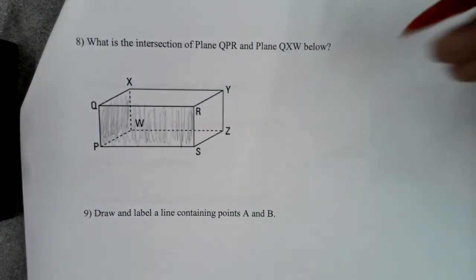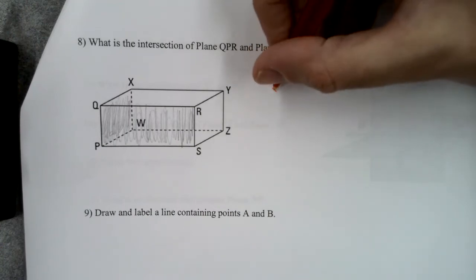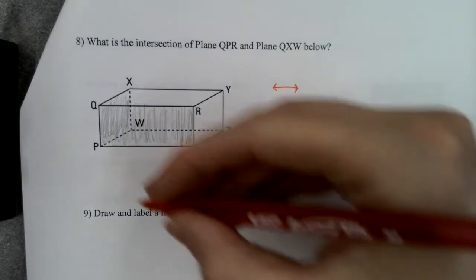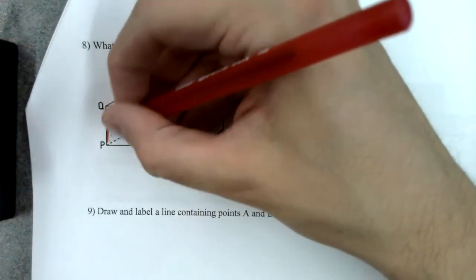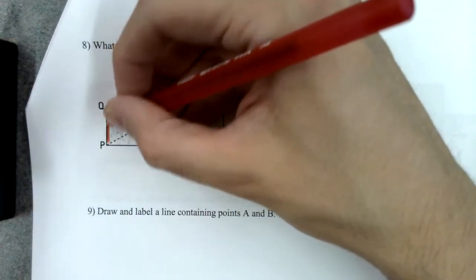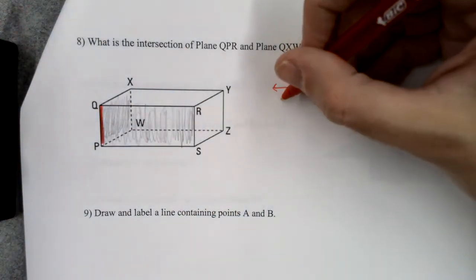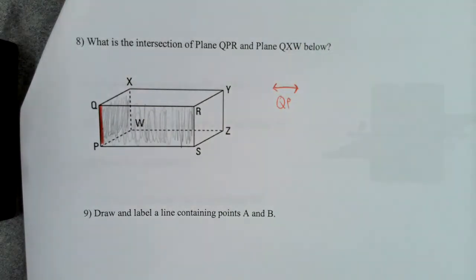So remember, what is the intersection of 2 planes? So the answer is going to be a line. And you'll see it's this line right here, this one that overlaps. When you color in the front plane and left plane, that's that thing in red, that's where they overlap. So QP, line QP.